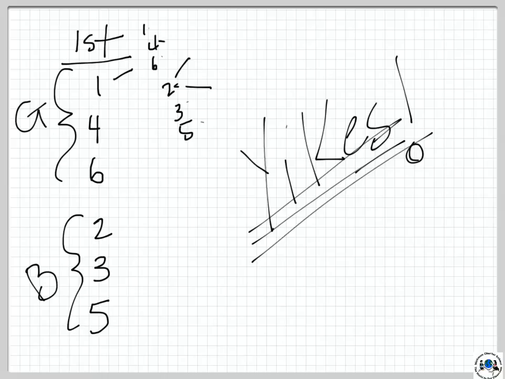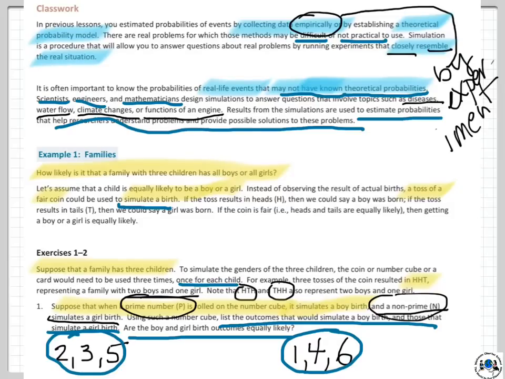So this would be equally likely, just like we had said before, because we have the 3 out of 6 possibility for a boy and 3 out of 6 possibility for a girl. The odds are, the chances are, the probability is equally likely that you would have a boy or a girl.